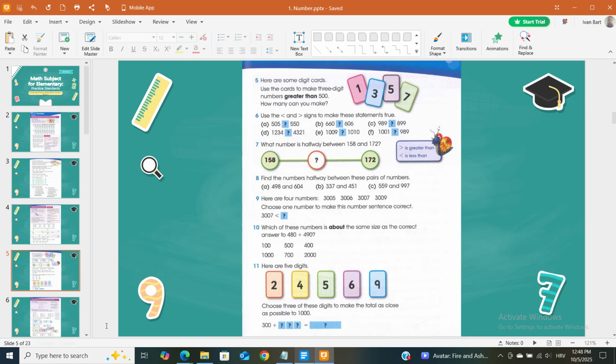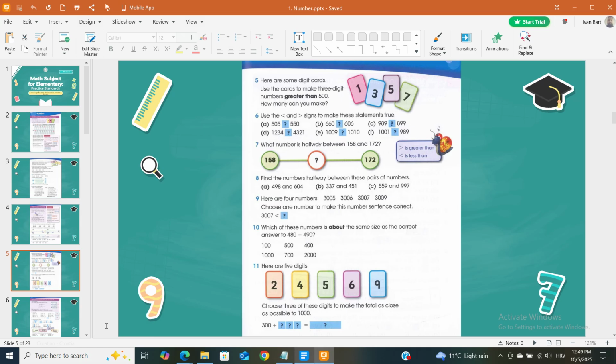(A) 899. (A) 505. 550. (B) 660. 606. (D) 1234. 4321. (E) 1009. 1010. (F) 1001.